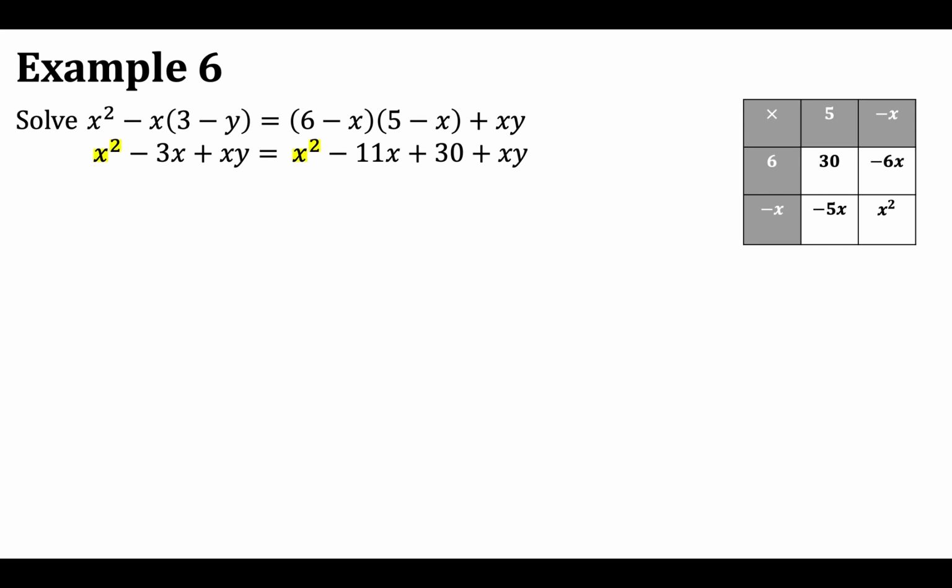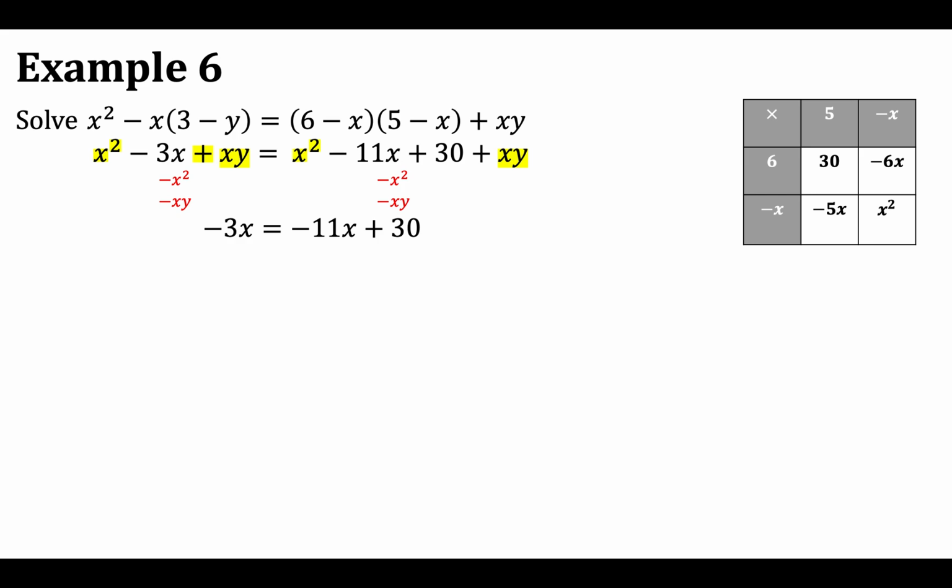Now, I observe that on both sides of my equation I have a positive x squared. So I can subtract this from both sides. But I actually notice as well that I have a positive xy on both sides as well. So I can subtract these as well. Now doing this will leave me with negative 3x equals negative 11x plus 30. So immediately I have managed to eliminate quite a lot of the variables here. So the x squared term and the xy term.